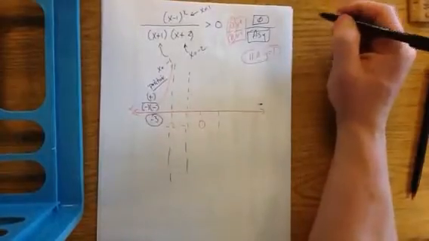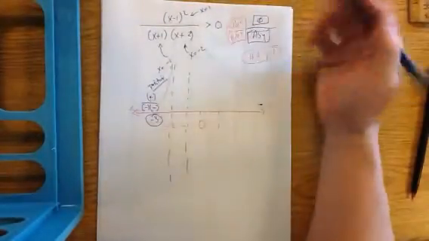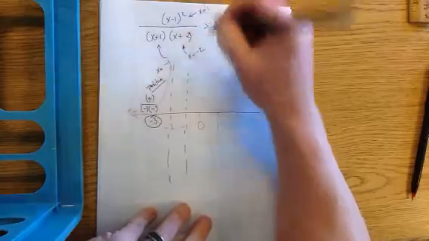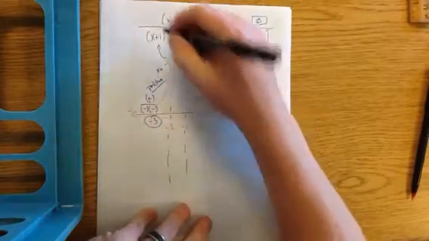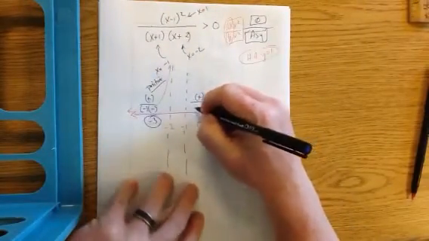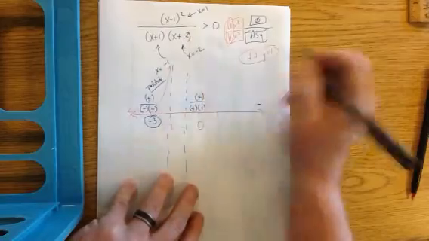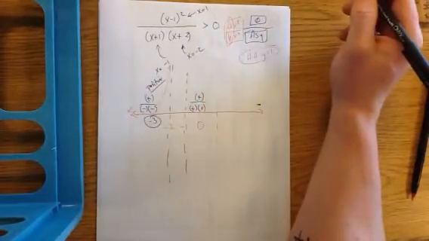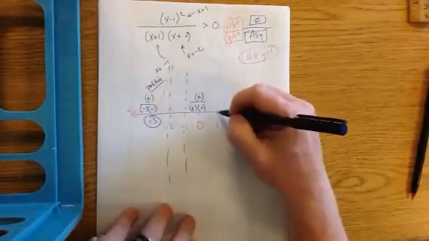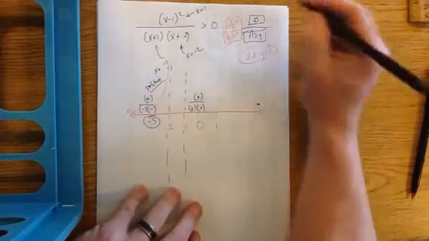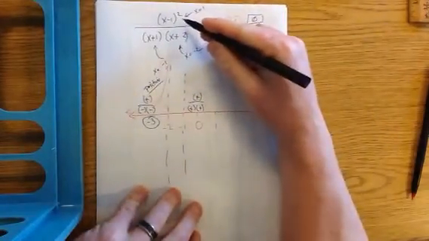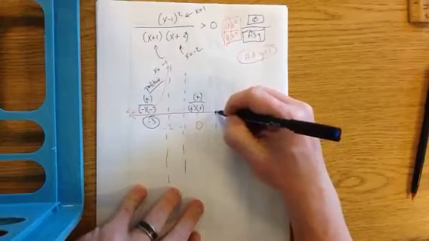Now, take a number like 0. If I pick 0, 0 minus 1 squared is positive, 0 plus 1 is positive, and 0 plus 2 is positive. So once again, we're positive here. We have a 0 at 1. So at 1, we have a 0, and we have something going on right here.